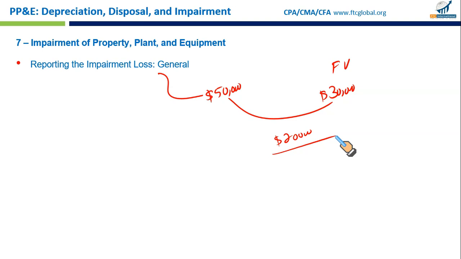And US GAAP is very explicit in this regard: once you have recognized this loss, if the asset value subsequently goes up, you cannot reverse or restore this previously recognized impairment loss. You can do so only in one case, as we discussed, if the asset is being held for disposal. But if the asset is held for use, then you cannot reverse the loss that is charged.